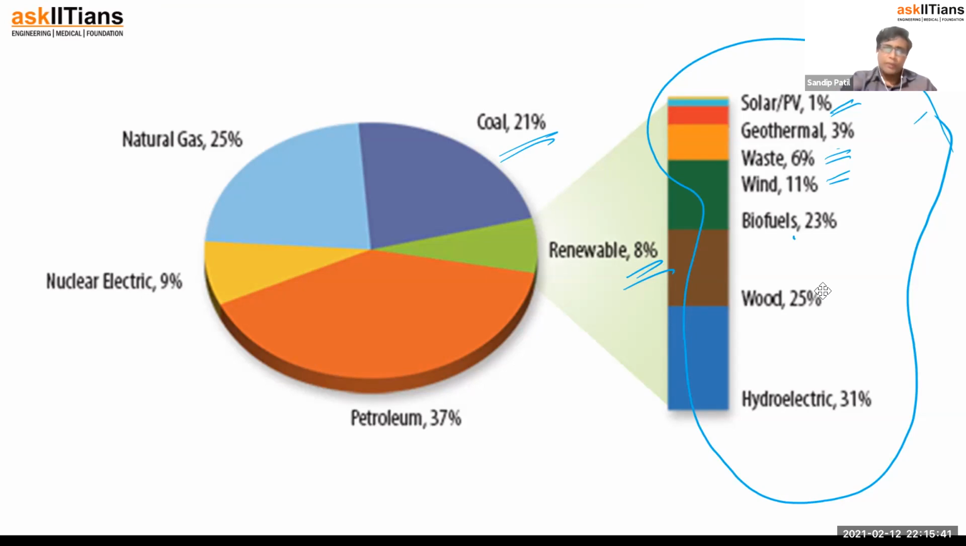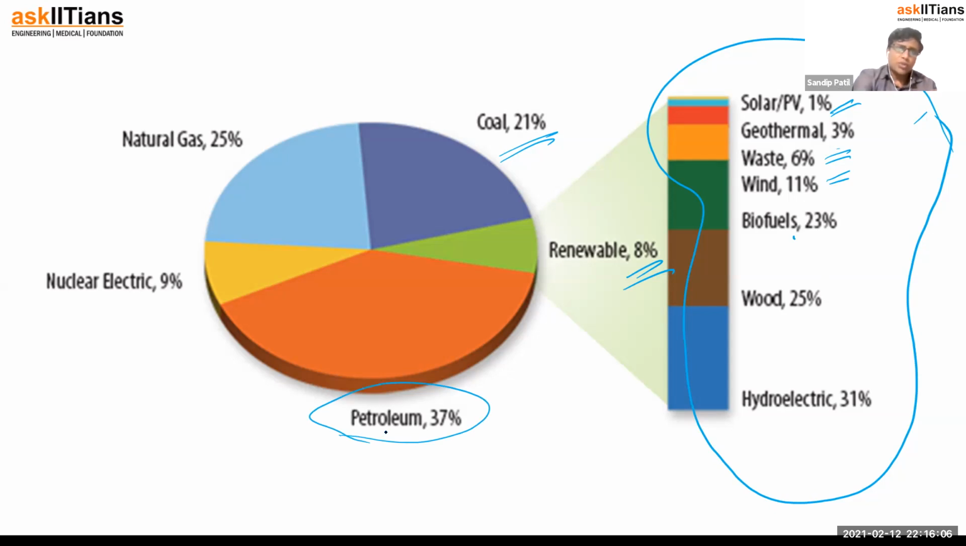Similarly, you can talk about petroleum. So 37% of our energy now comes from petroleum. Petroleum means oil, petrol, diesel, right? Not only those things, but other oils too, which we use in cooking in the kitchen. Those oils also come from this oil source, right?